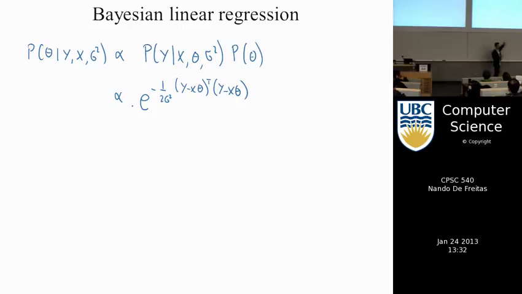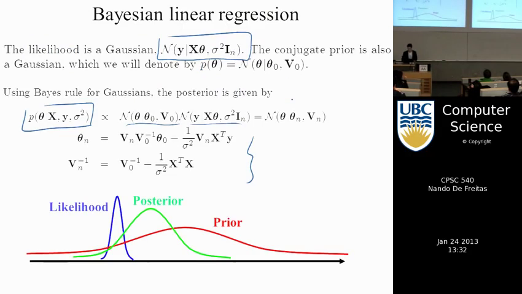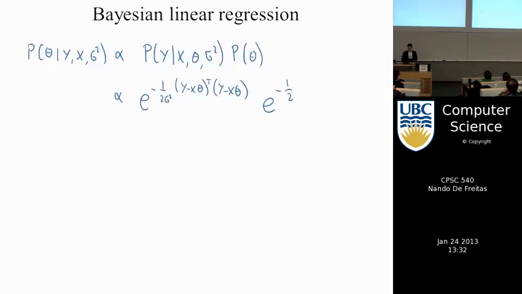The posterior distribution is a distribution of theta. So if I change this equality to a proportionality, I can get rid of this constant. And of course, the prior is e to the minus a half, and has mean theta naught and covariance v naught.